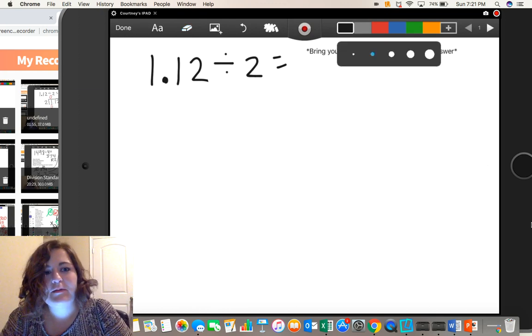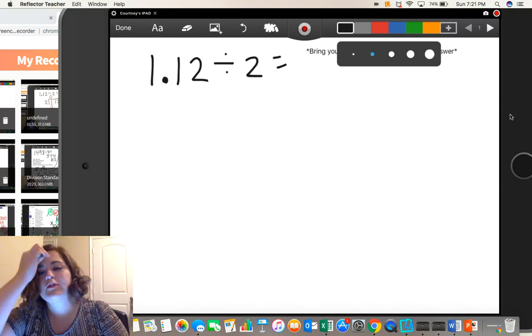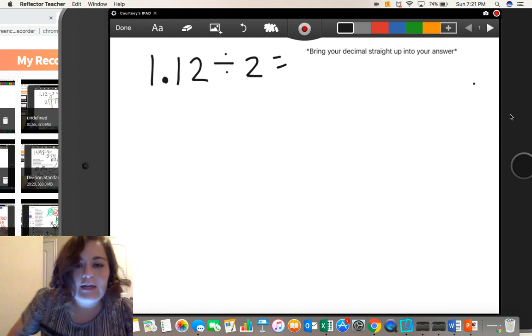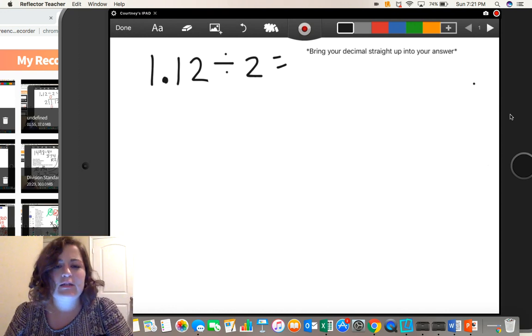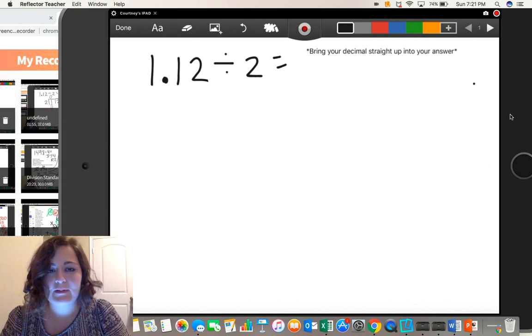Hello guys, today I'm going to be showing you how to divide with decimals using the trick or treat method. And you're going to see how really the only thing that's going to be different is where we're going to put our decimal in our answer after we've divided, just like we did last week. So we're going to get right into this problem.